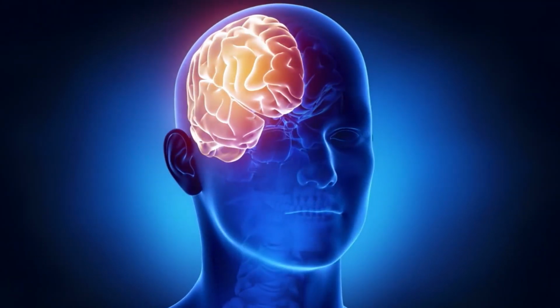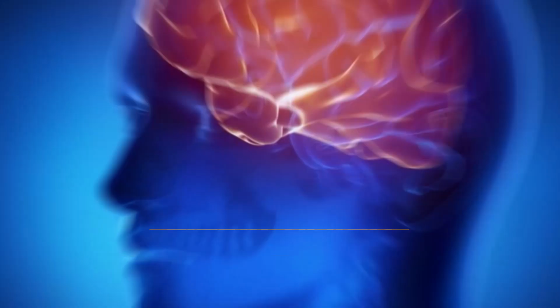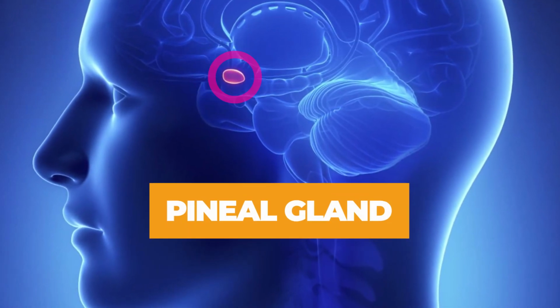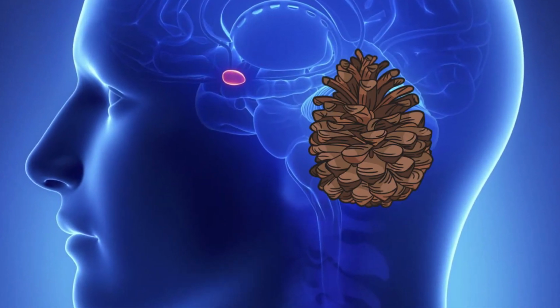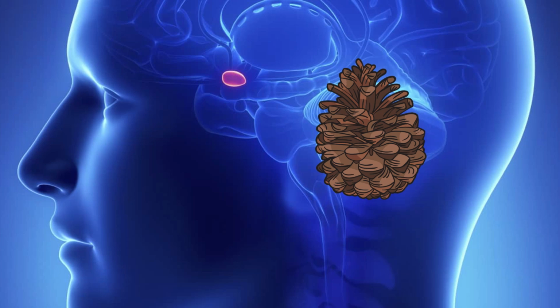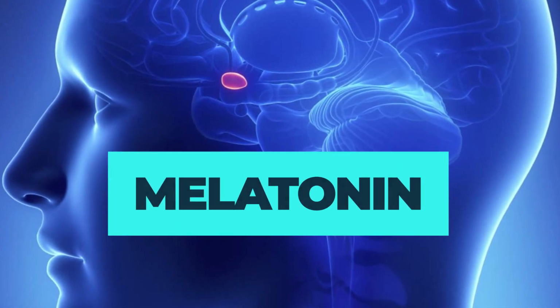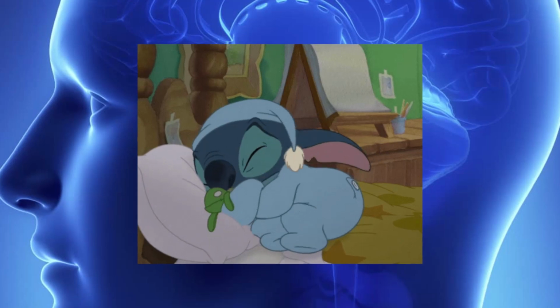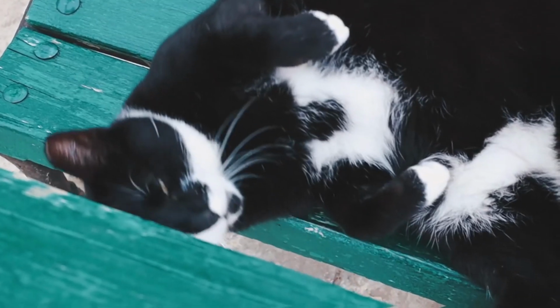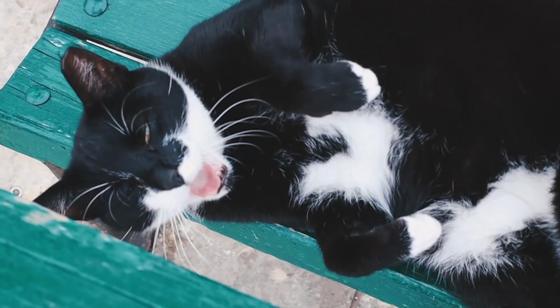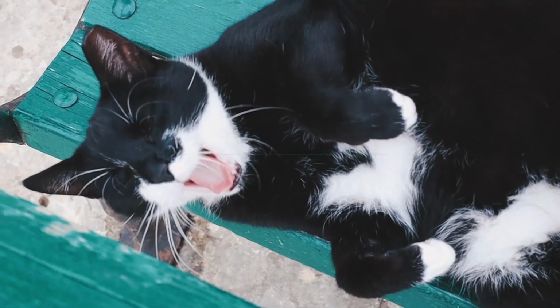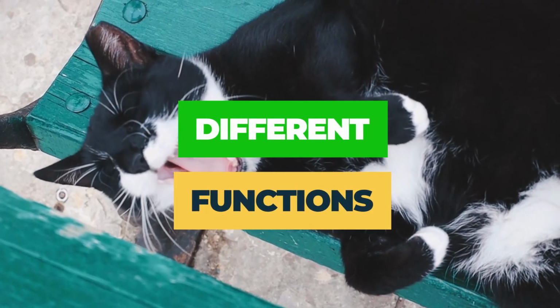In the next one, we'll talk about those in the rest of the body, starting with the pineal gland, which has a curious name because its shape resembles a pine cone. But its main function is the production of melatonin, which helps regulate biological rhythms, like sleep. It's present in almost all vertebrates, but some recent research indicates that it has different functions depending on the group that we're talking about.